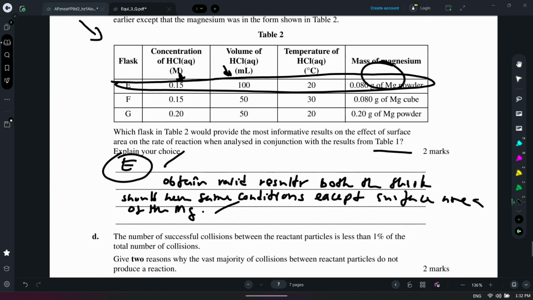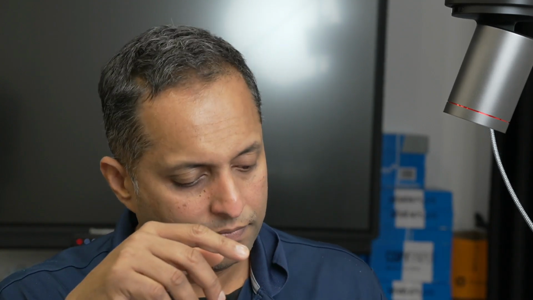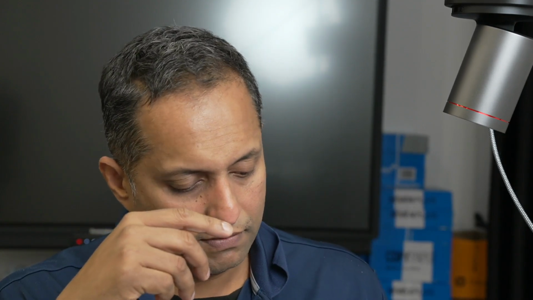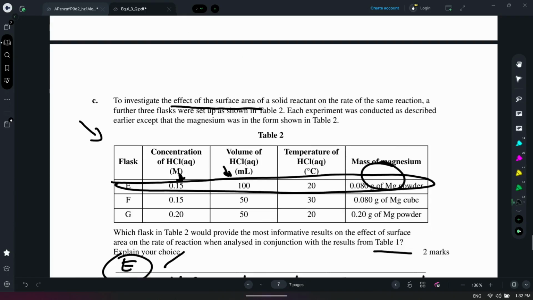Going back to this question again, what did you have to pretty much do? You had to choose 2 flasks. In both of those flasks, all the conditions should be the same except the surface area of the magnesium. So you need to do a bit of searching. Okay, now we are going to do the last part here.